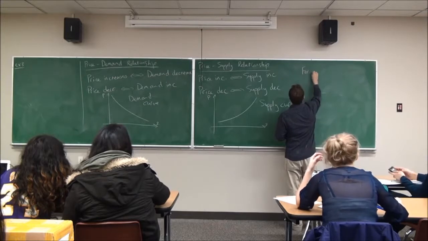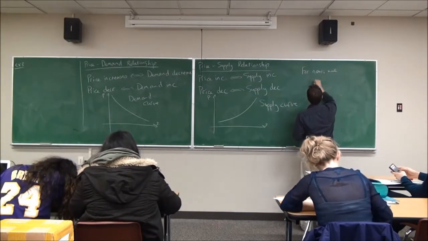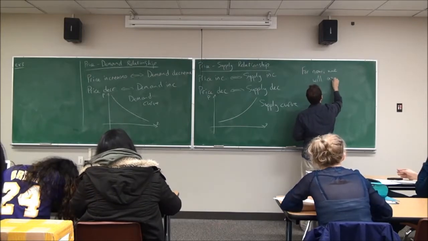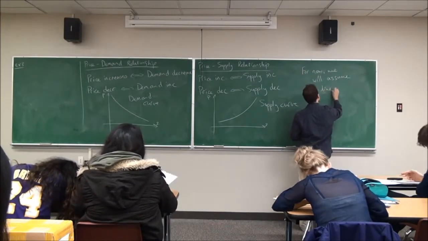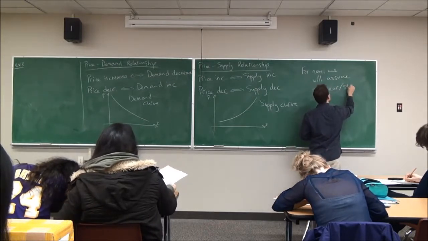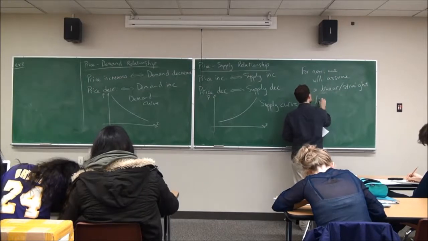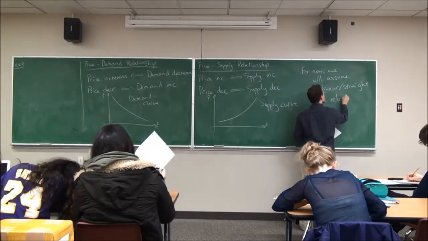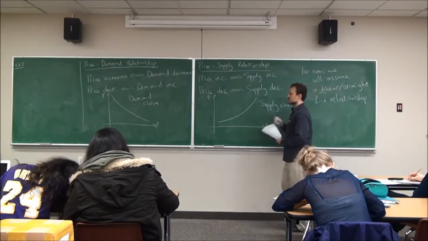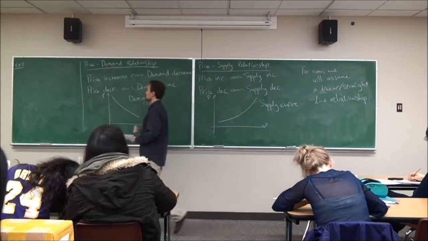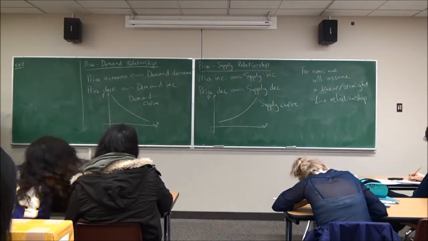So for now, we will assume a linear or straight line relationship between price and quantity. That's all we have. We only have a straight line. So let's just use that for now.